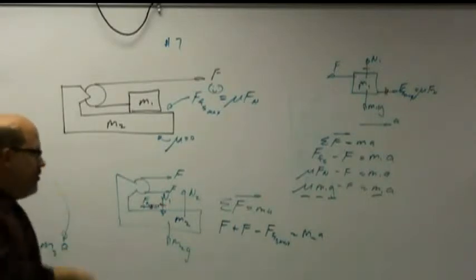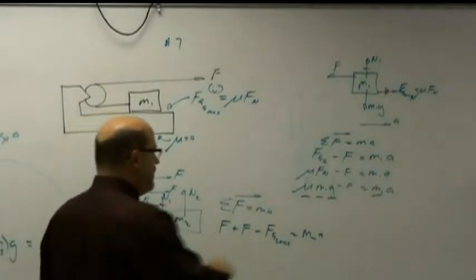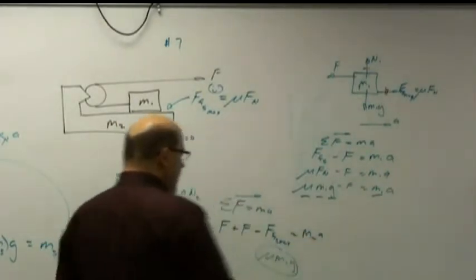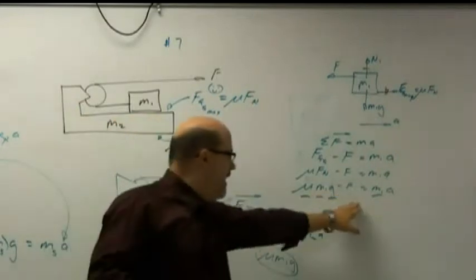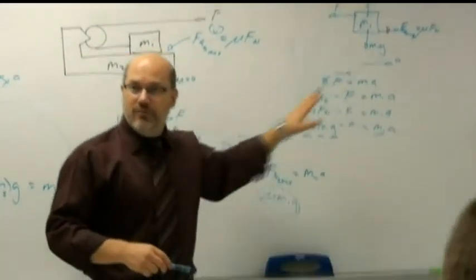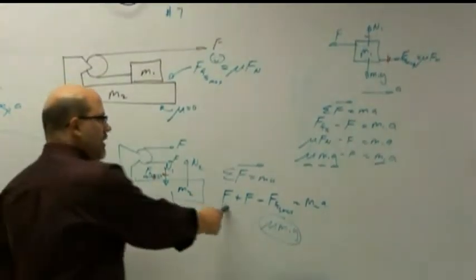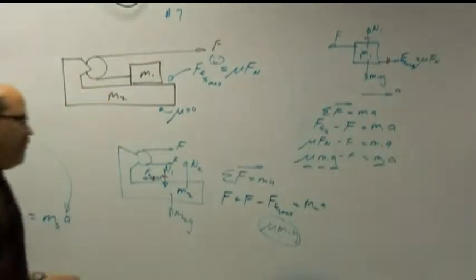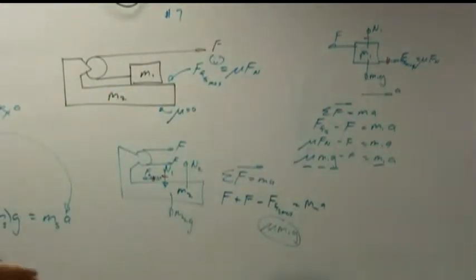So you could have used this one. You can plug in what this is: mu M1G right here. And then you could have solved this equation and that equation as simultaneous equations, or you can solve any two of these. Pick any two and you should be able to get the same answer for the force and A. Actually, you're looking for F or A? You're looking for A, so substitute in for F to find A. Actually, in part 8 you have to find F anyway, so it doesn't matter.